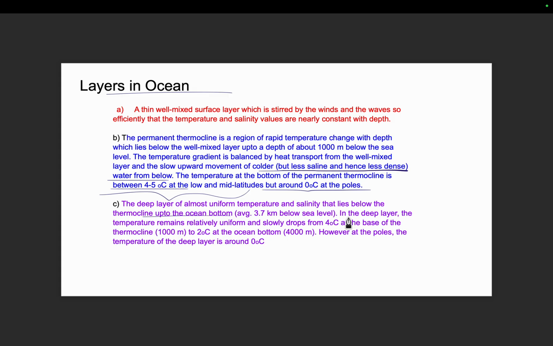From 1000 meter to 3700 meter, there is a layer known as the uniform layer. In this deep layer, the temperature remains relatively uniform and slowly drops from 4 degrees Celsius at the base of the thermocline to 2 degrees Celsius at the ocean bottom. However, at the poles, the bottom is around 0 degrees Celsius, which already rises from the permanent thermocline base. From the thermocline base down to the deepest part, the water is in a freezing state at the pole.